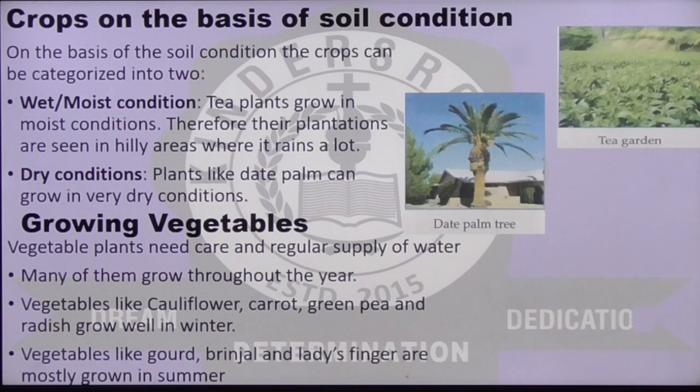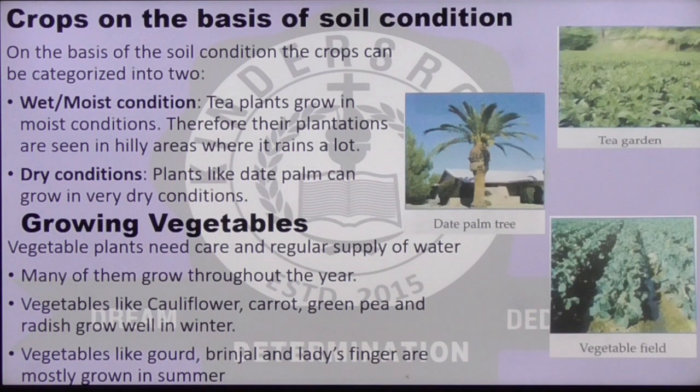Vegetables like gourd, brinjal, lady's finger are mostly grown in summer. So there are some vegetables that are grown in winter and there are some vegetables that are grown in summer. And there you have the example of a vegetable field.